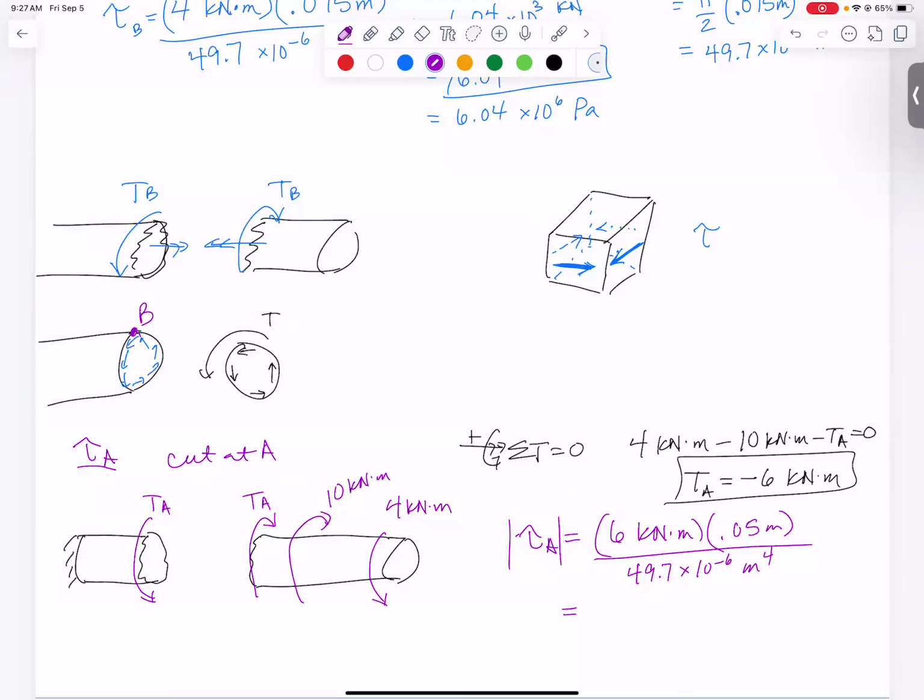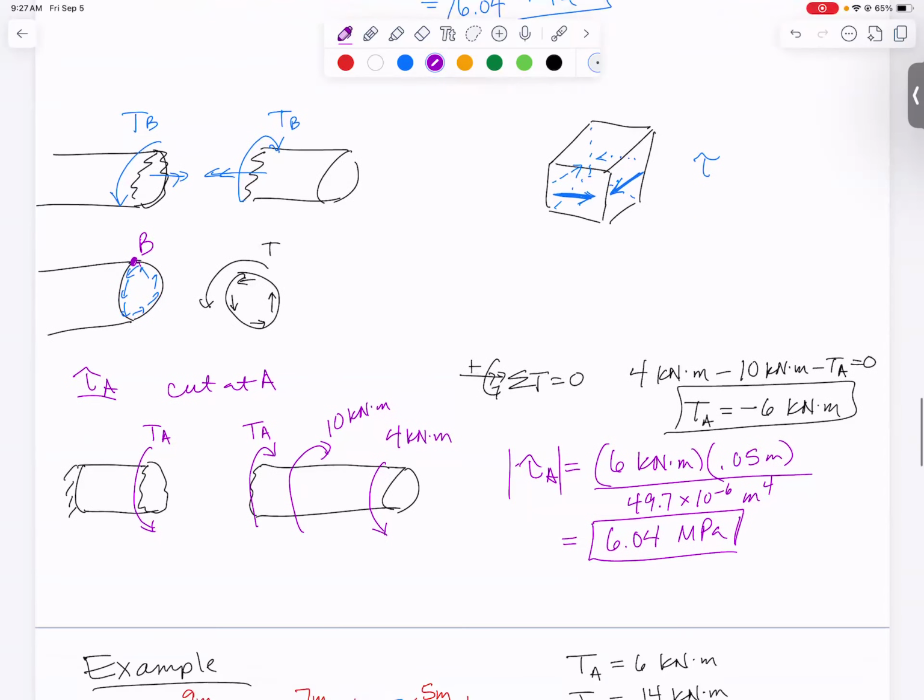and we get a magnitude. This comes out to be 6.04 megapascals once you simplify and switch your units. Exactly the same as the other one because the torque is exactly as much larger as the radius is smaller. So we get the exact same stress at point A as we do at point B.